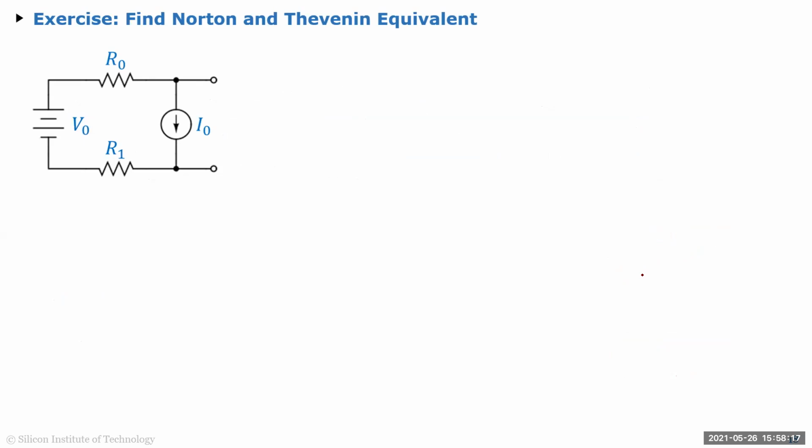Okay, so let's do an example. So I'll give you guys a few minutes here. Let's do both a Norton and a Thevenin equivalent for this one. So you're trying to find out, basically, I want to represent this part here as a Norton and a Thevenin equivalent.